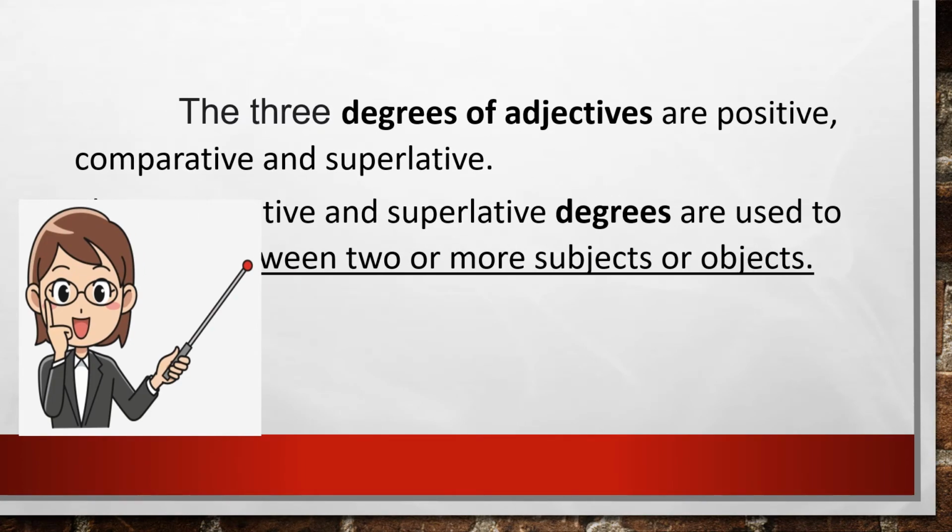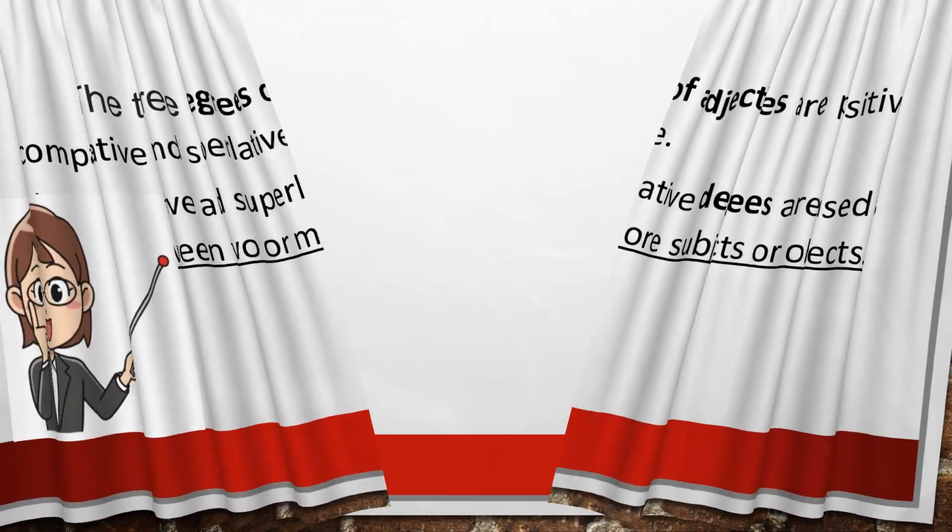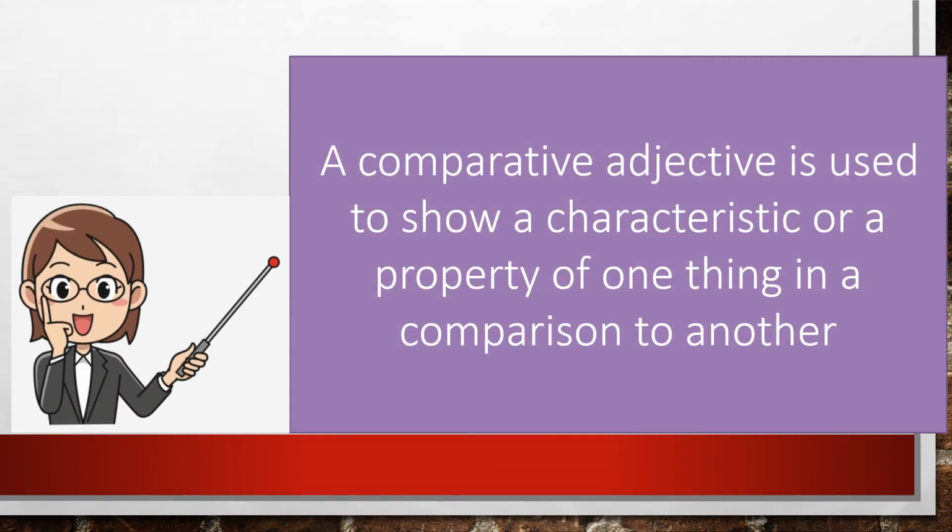And the 3 degrees of adjectives are positive, comparative, and superlative. The comparative and superlative degrees are used to compare between 2 or more subjects or objects. You have to remember that a comparative adjective is used to show a characteristic or a property of one thing in comparison to another.